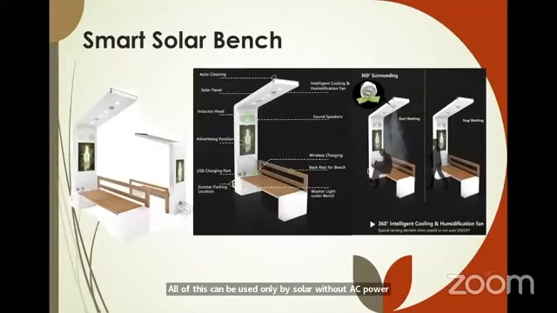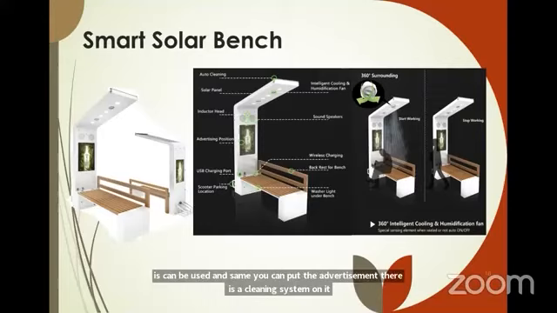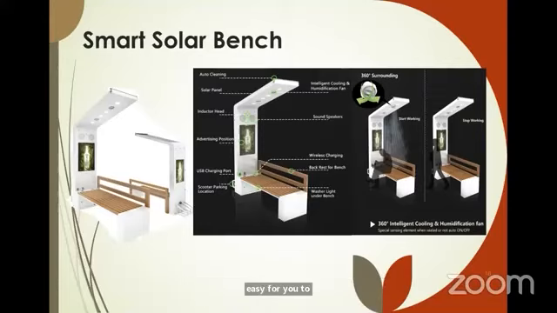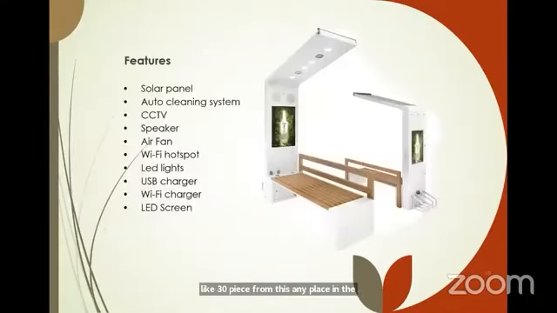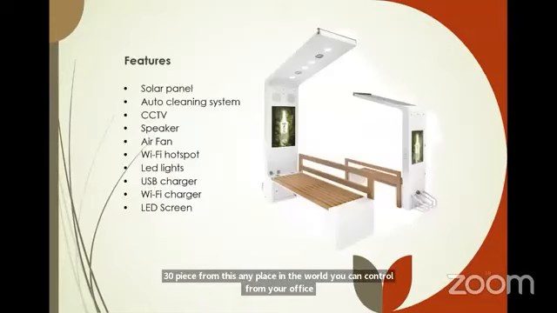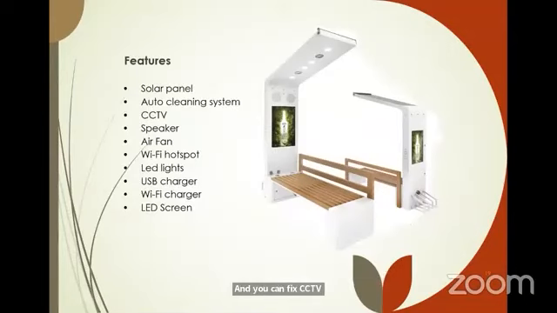This is one of our smart branches, which can be used. Likewise, you can put advertisements, and there is a cleaning system on it, so it is easy for you to make full control from your side. For example, if you fix 30 pieces of this, in any place in the world, you can control them from your office. And you can fix CCTV, a speaker, an air fan, Wi-Fi, and also a USB charger, and things like this.